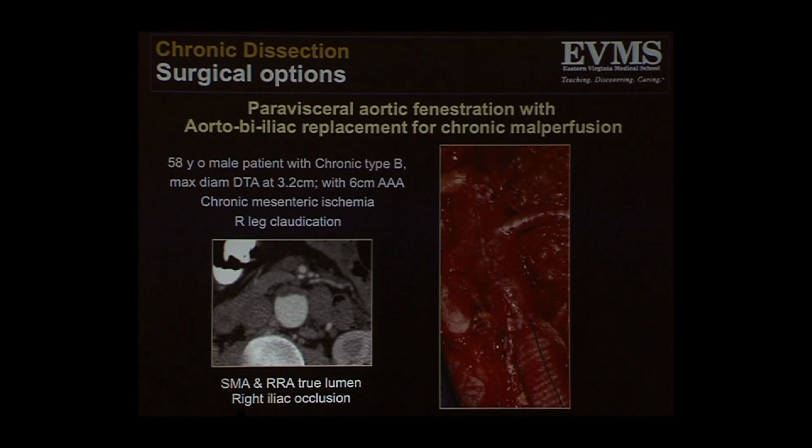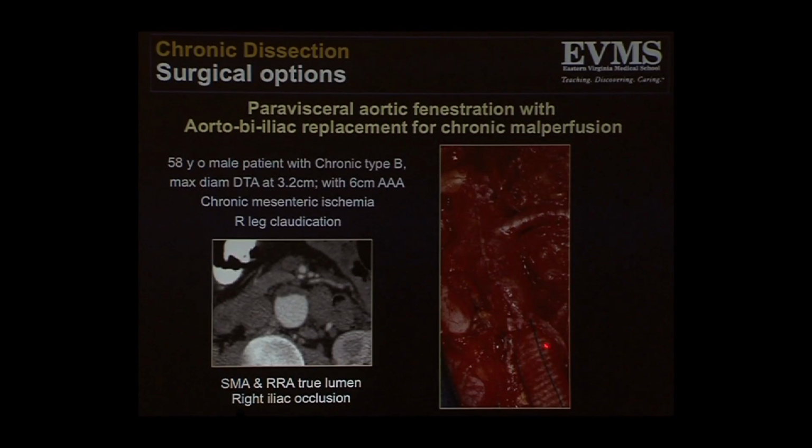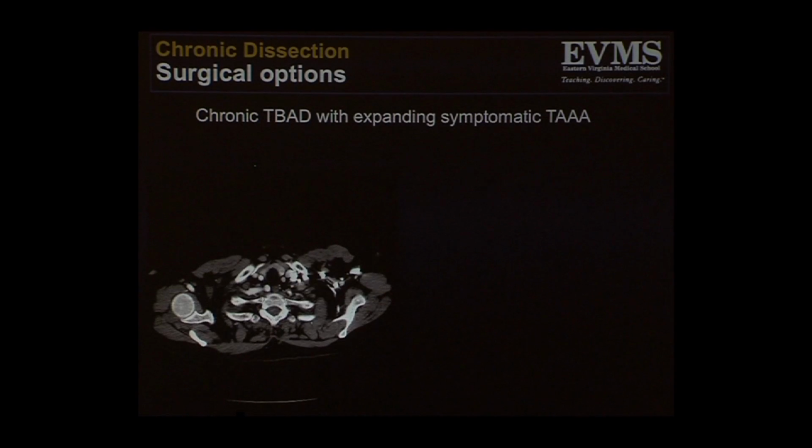And this is how we dealt with this patient. We did a long aortotomy all the way up to above the celiac, and we did resect the septum completely to reperfuse the mesenteric vessels and the renals, and we replaced that with an aortobiliac graft. And this is a CT scan at a year. You see that the rest of his thoracic aorta remains with a chronic type B that actually has not enlarged over the years, but we've taken care of his large AAA and his chronic malperfusion.